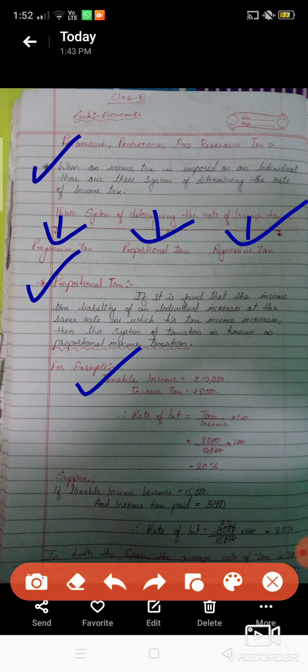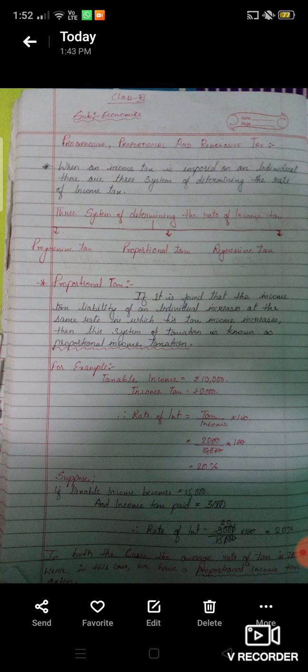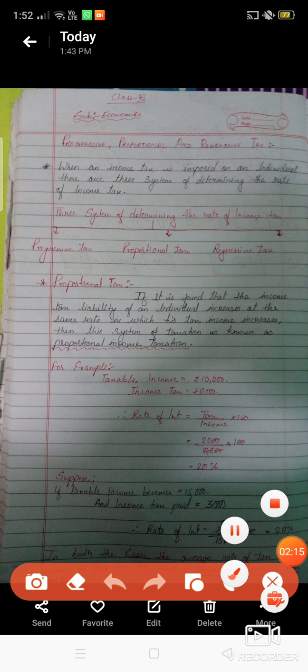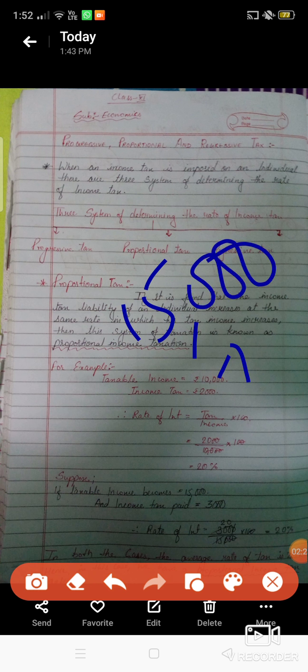Suppose the income tax he is paying is 2000. So on 10,000 income, he is paying 2000. What is the rate? It is 20%. Now suppose that the taxable income has increased from 10,000 to 15,000, and the income tax has also increased from 2000 to 3000.